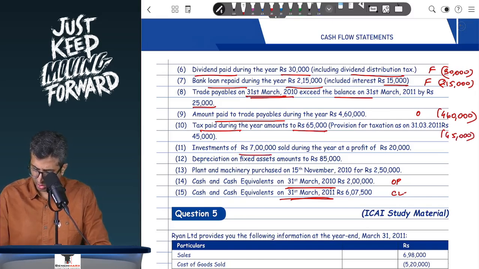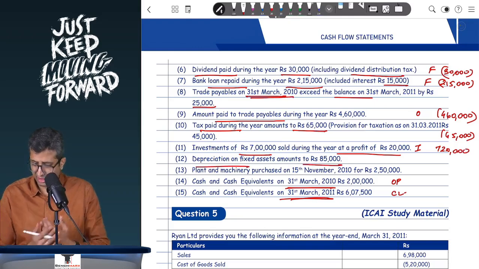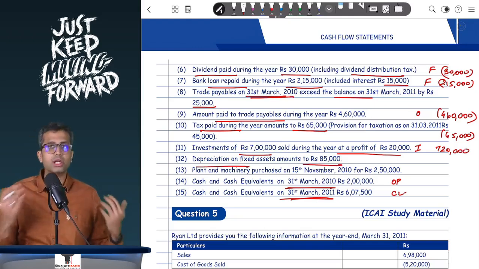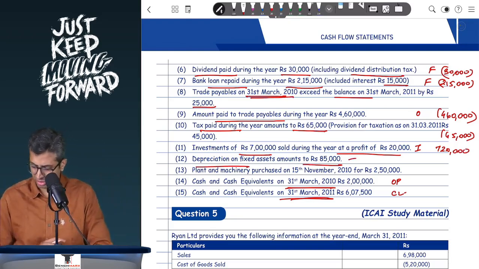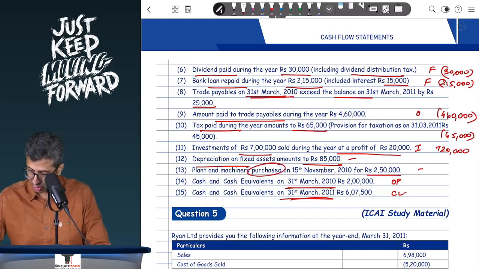Investment of 7 lakh were sold during the year at a profit of 20,000. So investing will be 7 lakh 20. Depreciation on fixed assets is 85,000. So if you are doing the direct method, you don't have all the data for indirect. If you are doing direct method, depreciation is non-cash and should be ignored. And plant and machinery purchased was 2 lakh 50. So this is investing, 2 lakh 50.